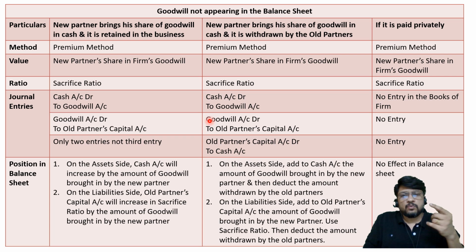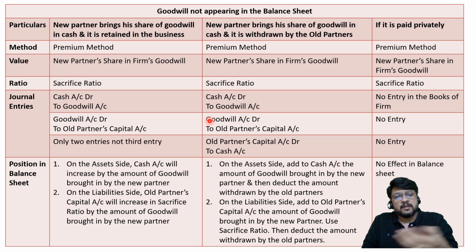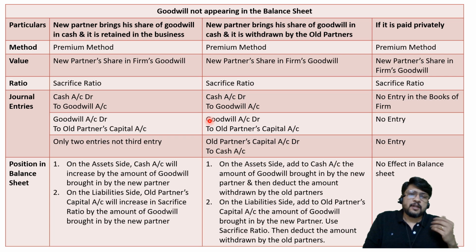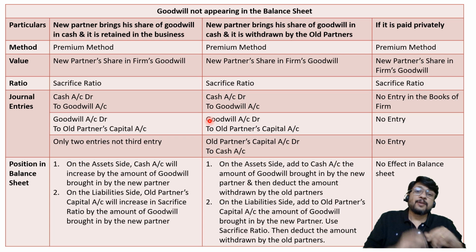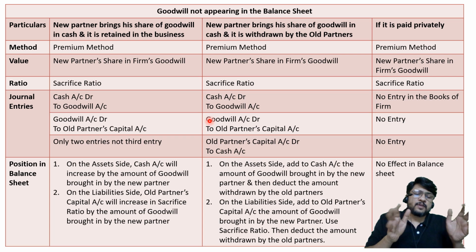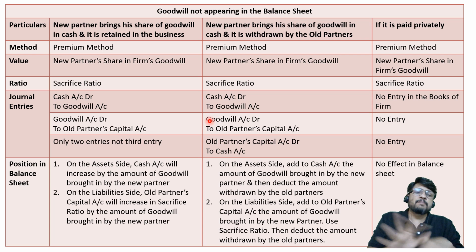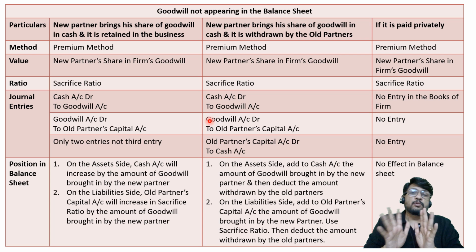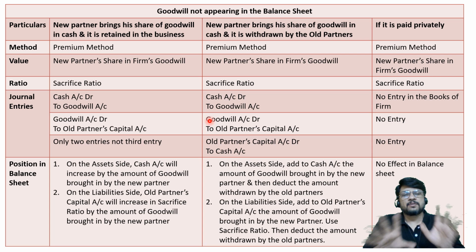So if goodwill is not appearing in the balance sheet and the adjustment tells you that the new partner paid goodwill privately, then you should be happy because there is no journal entry, no ratio to be calculated, no valuation of goodwill to be done, no need to find out if the firm's goodwill is so and so, the new partner share is so and so, nothing of that sort. This is the simplest method. So if you want to pray to God, I want to have an easy paper, then think that in admission there should be goodwill paid privately because there is no entry, no calculation, nothing of that sort.